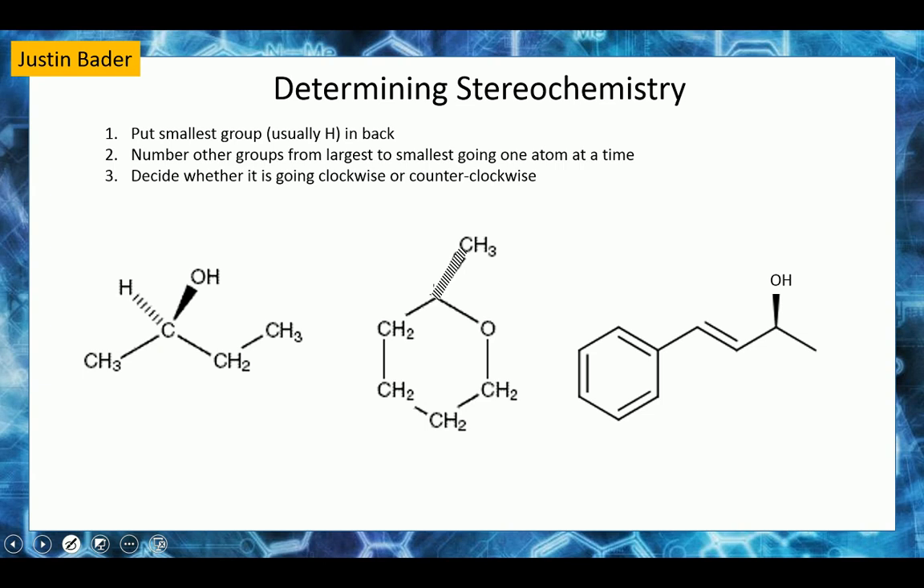Out of the 3 groups remaining, the largest atom would be the oxygen. Therefore, this is going to be the largest group. We're going to call that a 1. Then we look at the next 2 atoms attached. They are both carbons. Therefore, it's a tie. So we have to move on to the next largest atom attached to that atom, which is going to be carbon for the group on the right and hydrogen for the group on the left. Therefore, the ethyl chain is 2, and the methyl group is going to be number 3.